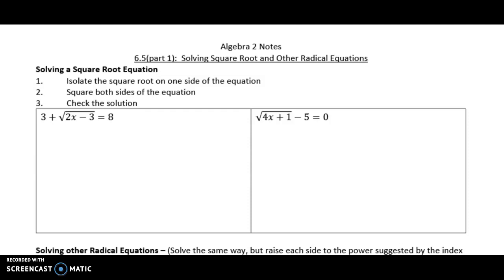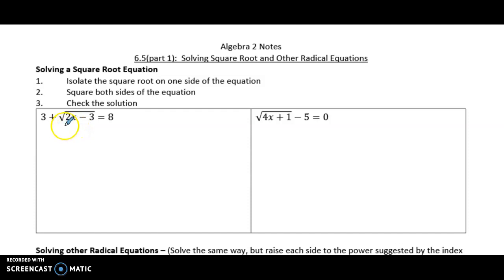6.5 Part 1, Solving Square Roots and Other Radical Equations. All right, if you want to solve a square root equation, what you want to do is isolate the square root. So get it on one side of the equation by itself, and then you're going to square both sides. Make sure you check your answer.